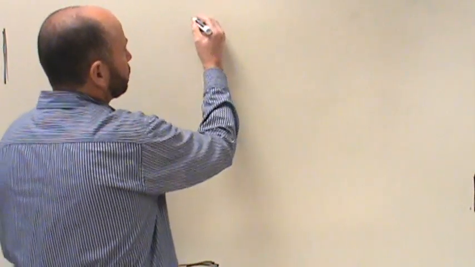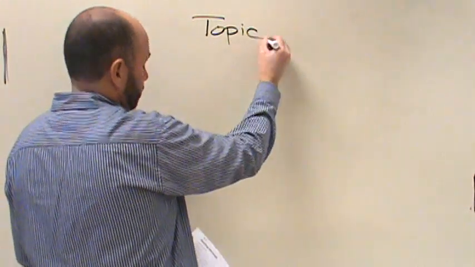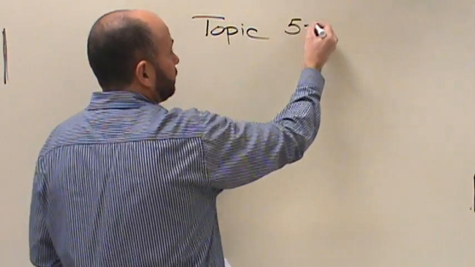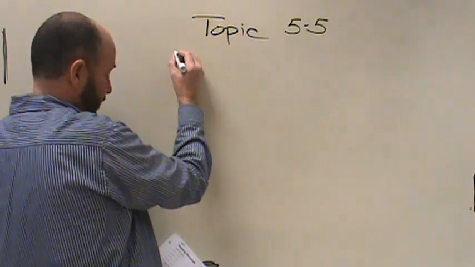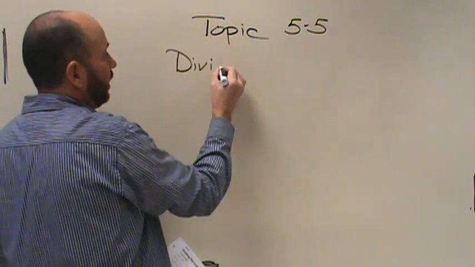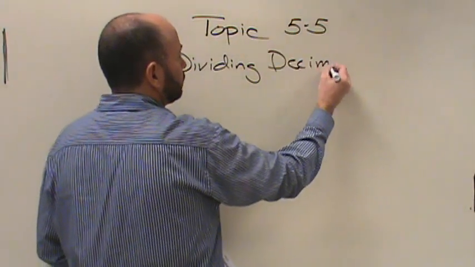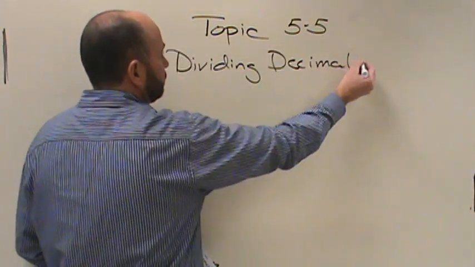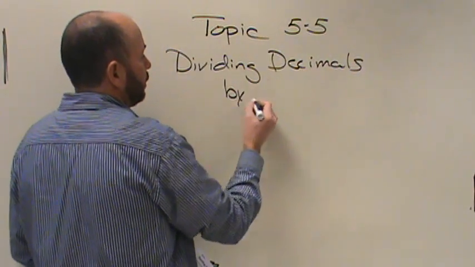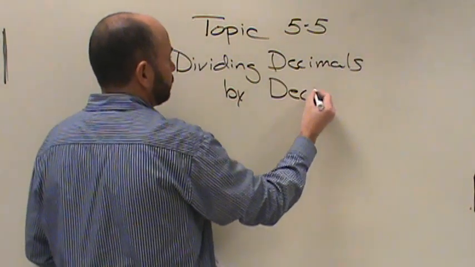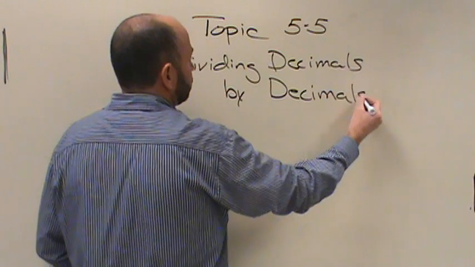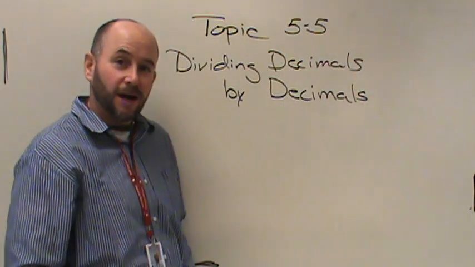Yesterday, or the day before, we talked about dividing decimals by whole numbers. Today we are going to work on topic 5.5, which is dividing decimals by decimals. We're going to be dividing decimals by decimals.